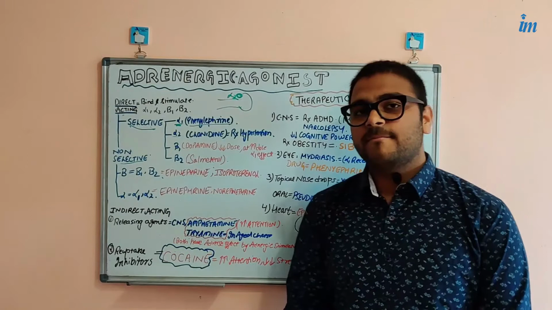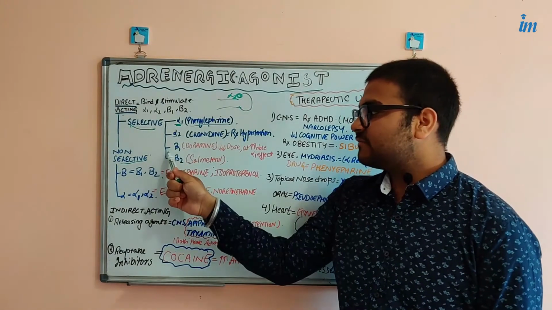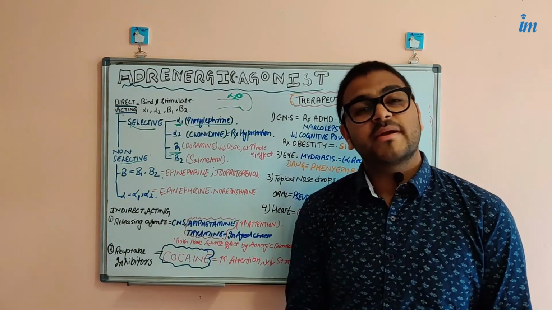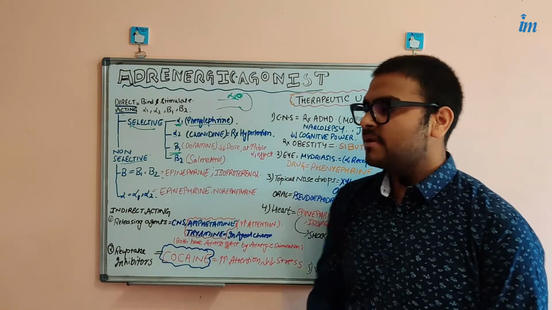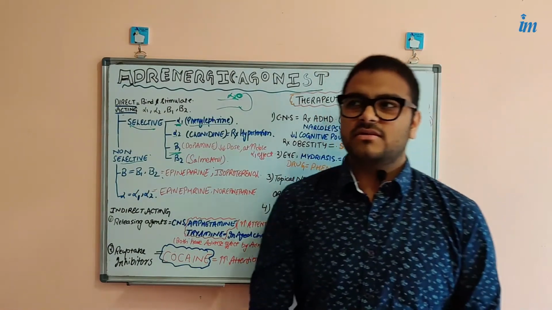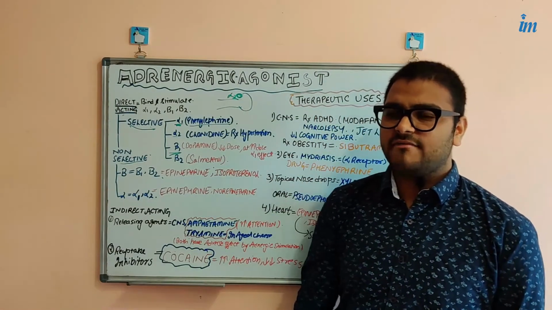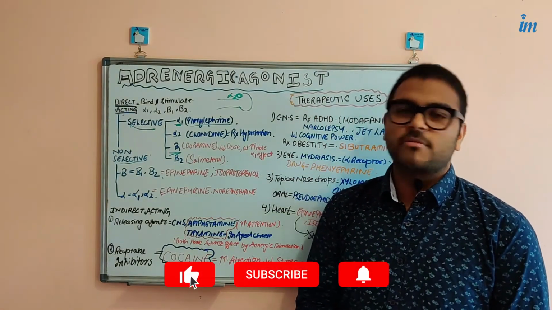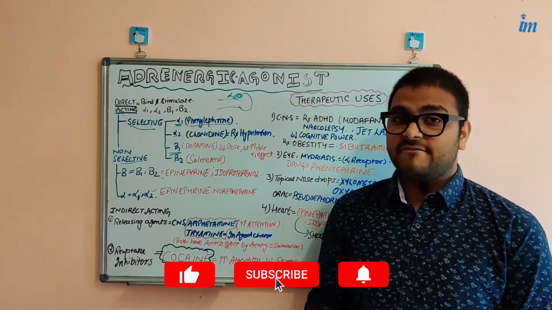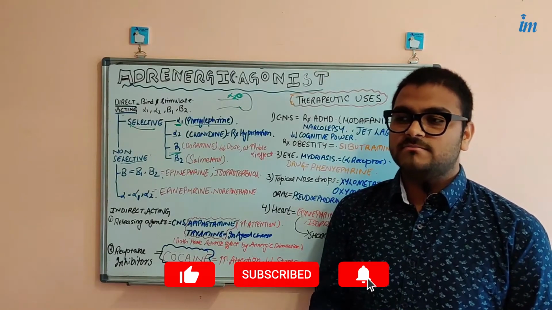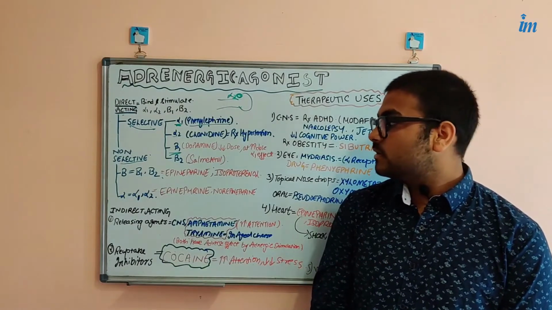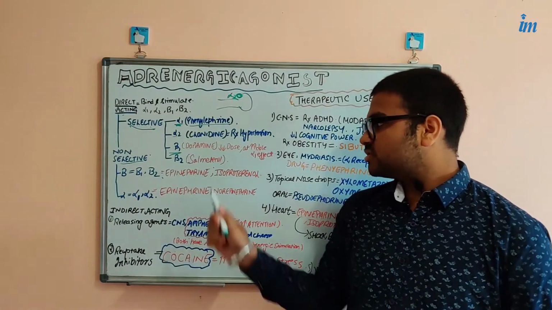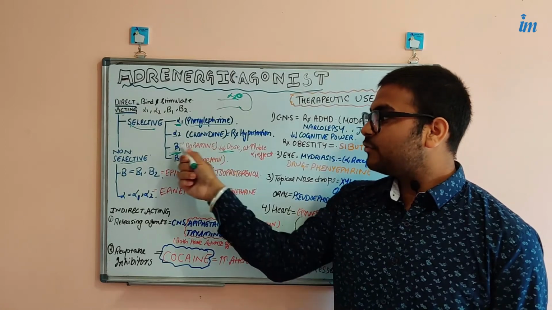Then we have a beta 1 selective drug that only binds to the beta 1 receptor. Yes, we have dopamine, but remember, dopamine is not very typical, it has a little bit of a problem with its activity. For example, in low doses dopamine can bind to the beta 1.